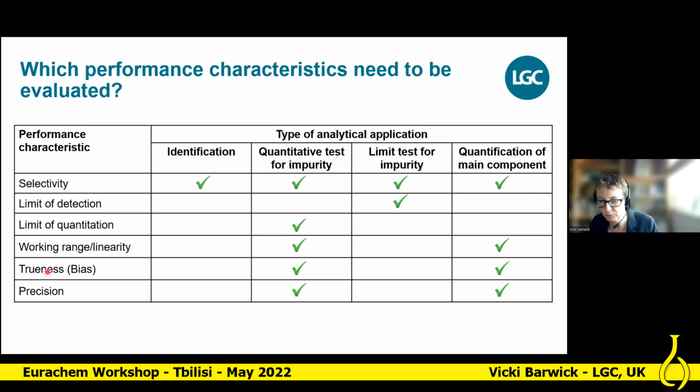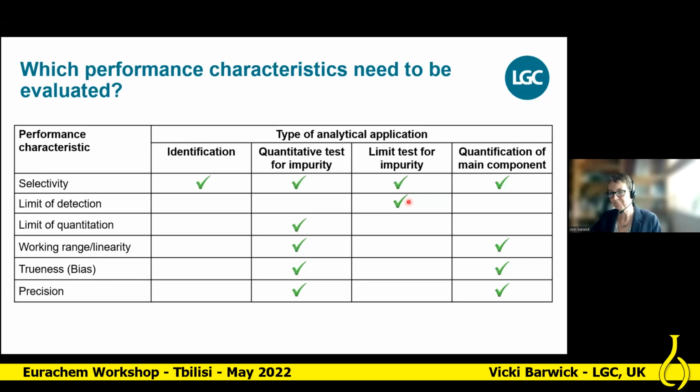Trueness is often very important. This is really looking at our systematic errors and seeing how close our results are to the true value for the quantity that we're measuring. And also precision, which is looking at the random errors. It's looking at the variability in our measurement results.